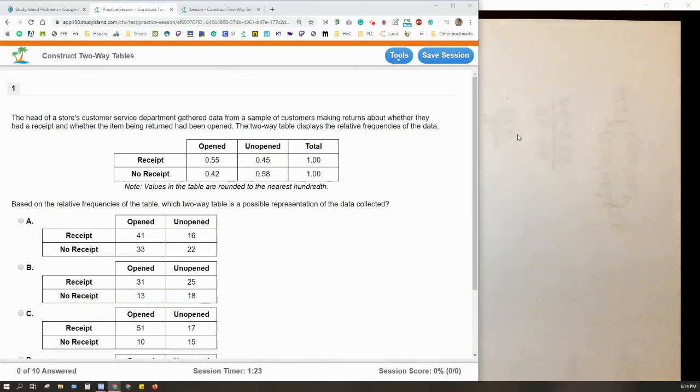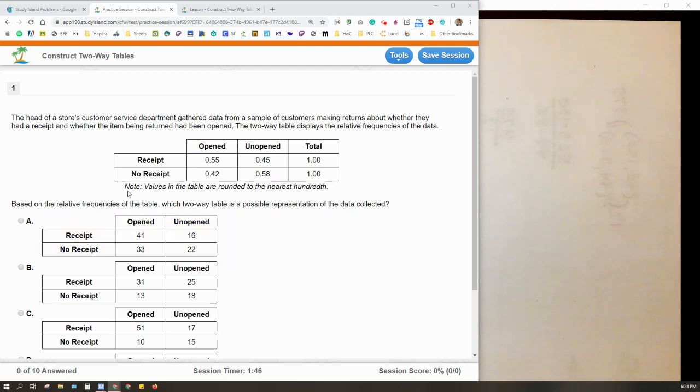These are example problems from the Study Island topic, construct two-way tables in the eighth grade. Let's get started. Number one, the head of a store's customer service department gathered data from a sample of customers making returns about whether they had a receipt and whether the item being returned had been opened. The two-way table displays the relative frequencies of the data.